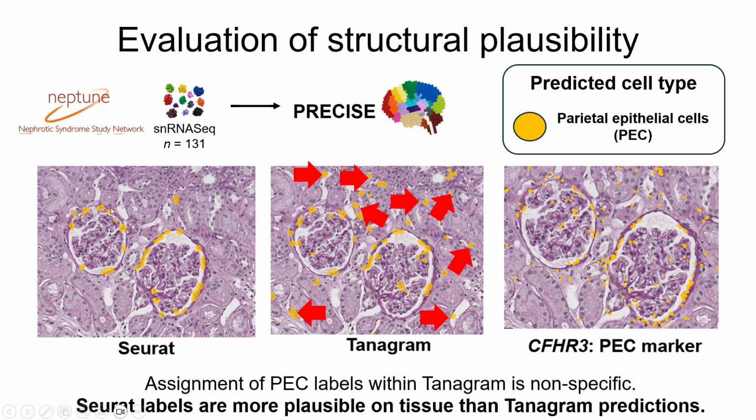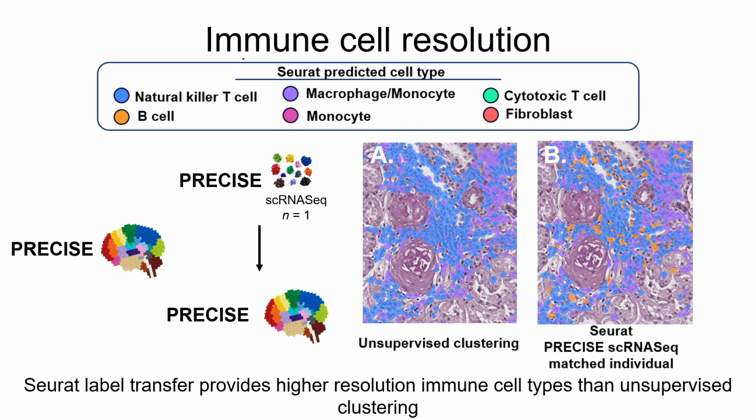And what we're looking at in the orange are parietal epithelial cells. And those are expected to ring the glomerular structures here, which are these circles, in a halo. And so you can see that Surrat is correctly identifying cells that are plausible to be these parietal epithelial or PEC cells. Whereas Tangram is capturing some of those same cells, but it's also nonspecific because you can see a lot of cells scattered in non-plausible locations across the tissue. And so that just shows that the Surrat labels both have a higher confidence score and look more plausible on the tissue than Tangram for these kidney samples.